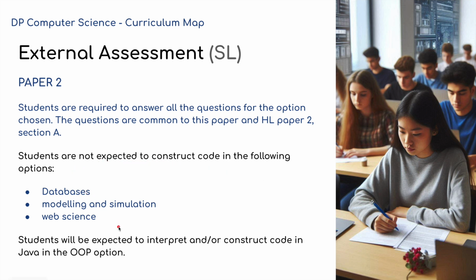Okay, so what does that consist of? Students are required to answer all the questions for the option chosen. The questions are common to this paper and higher level paper two, section A. Students are not expected to construct code for the following options: databases, modeling and simulation, or web science, but students will be expected to interpret and/or construct code in Java in the OOP option.